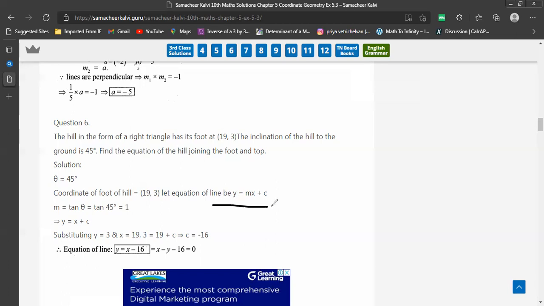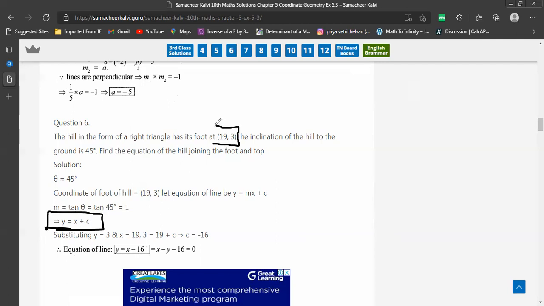And we are also aware of the equation y is equal to mx plus c. So y is equal to mx plus c can be written as y is equal to 1 into x plus c, which is y is equal to x plus c. Okay. So that is going to be your equation.